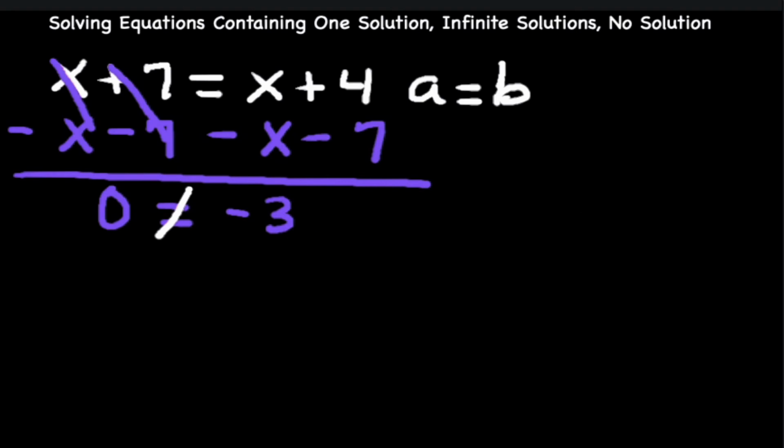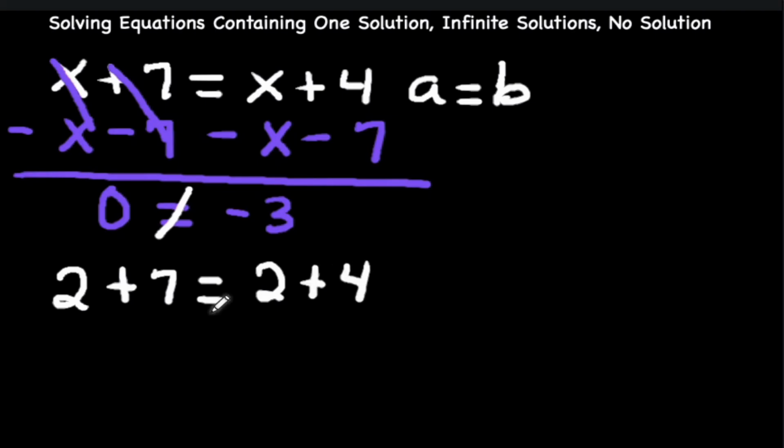So all I want to say here is that, like I stated earlier, there isn't any number that will make this equation true. So even if you substituted x for, let's say, the number 2, so 2 plus 7 equals 2 plus 4. Well, 2 plus 7 is 9 equals, and then 2 plus 4 is 6. So you already know that 9 does not equal 6. Okay? So let's go over one more example, and that is infinite solutions.